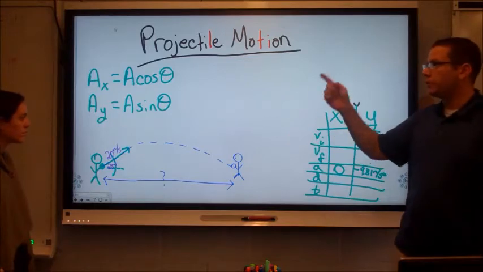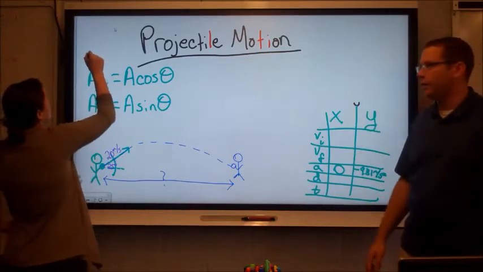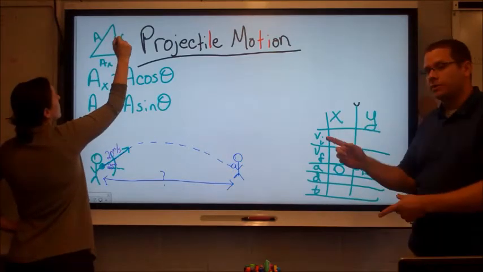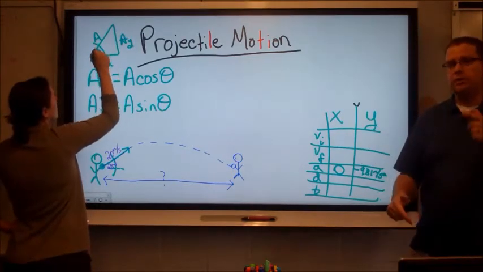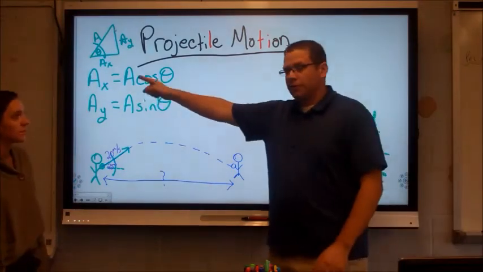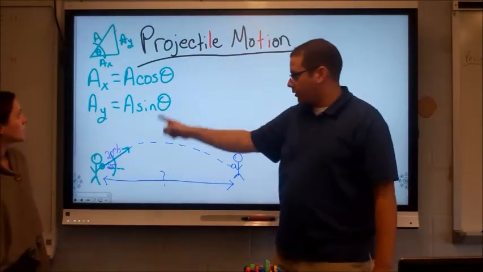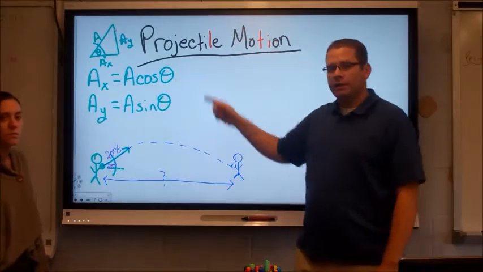So if you did your trig, you would always get A_x is equal to A cosine theta, and A_y is always equal to A sine theta. Remember, as Ms. Becker said, A means any vector. So what that means is any vector's x component is equal to that vector, the 20, times cosine theta.